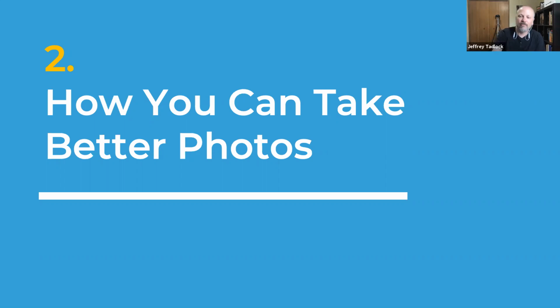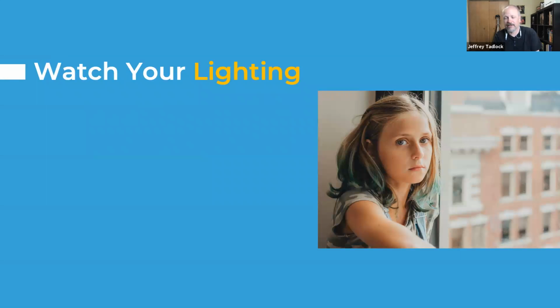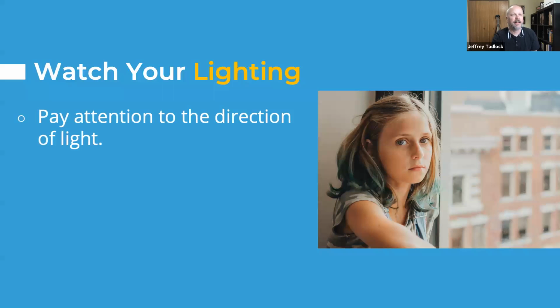Okay, I will move forward then. I've got five tips on how to take better photos. The most important one, and this is what photography is all about, is watch your lighting. Lighting is so key. If you can figure out how to control that light, you can make your products look better. You can make your storefront look better. Everything can look better with good lighting.